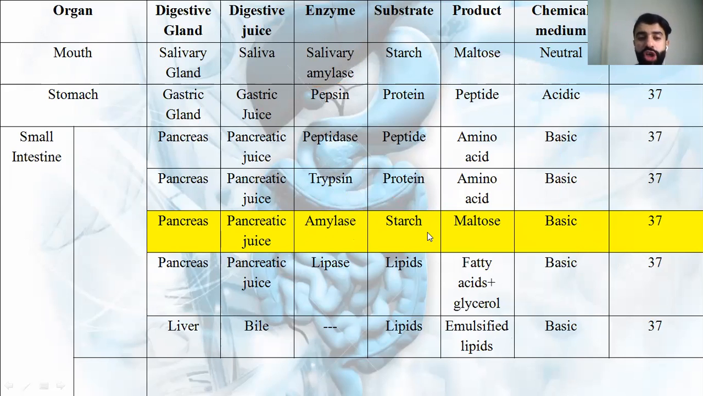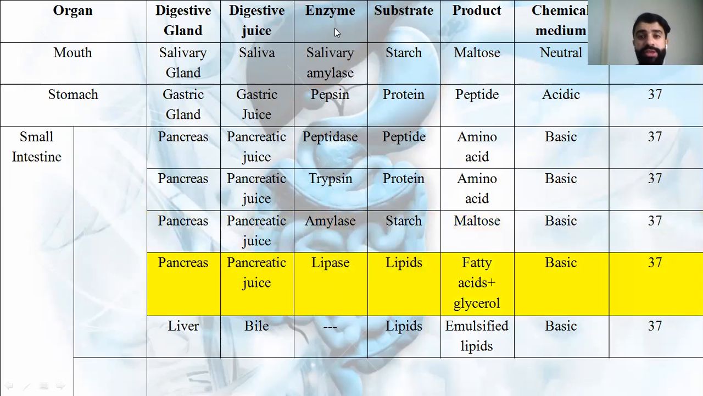Now let's continue with the pancreas. The pancreas also secretes a juice called pancreatic juice. These are easy to study: the pancreas secretes pancreatic juice, salivary glands secrete saliva, and gastric glands secrete gastric juice. So this pancreatic juice contains what? It contains an enzyme called lipase. Lipase, both of them end with the word ase.